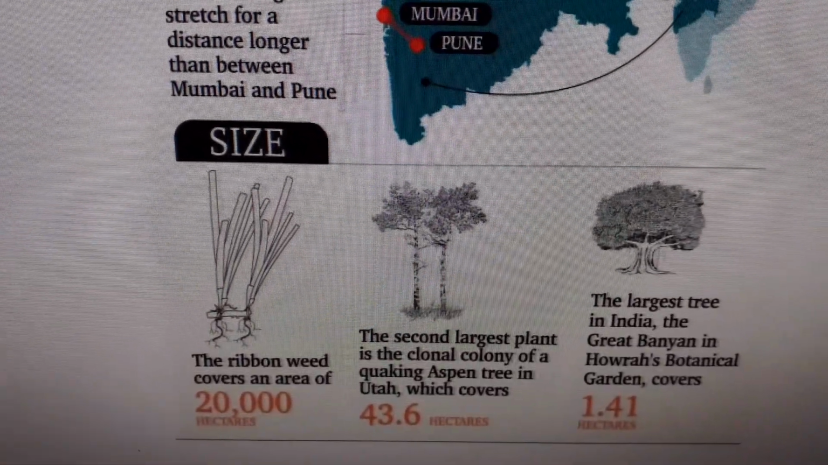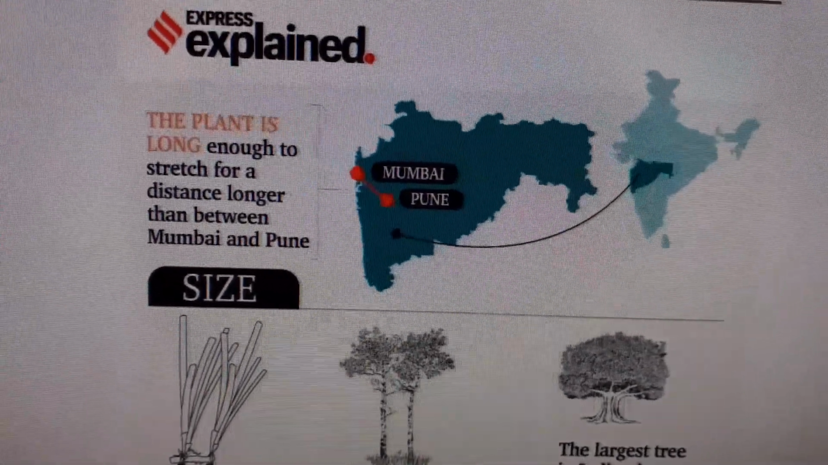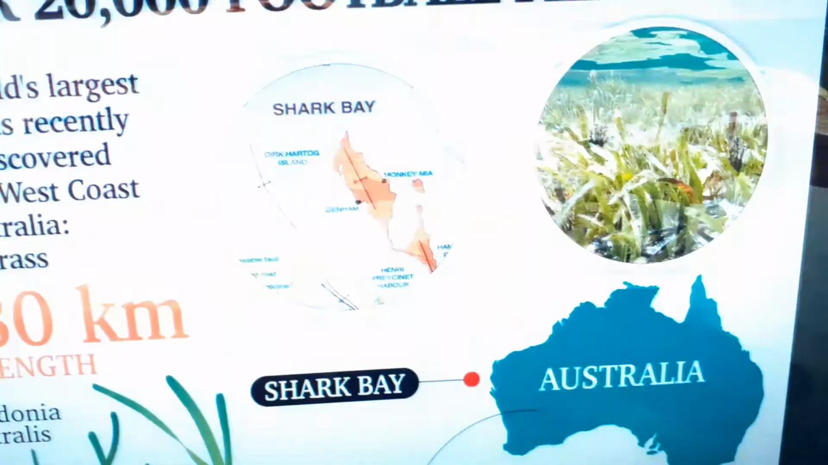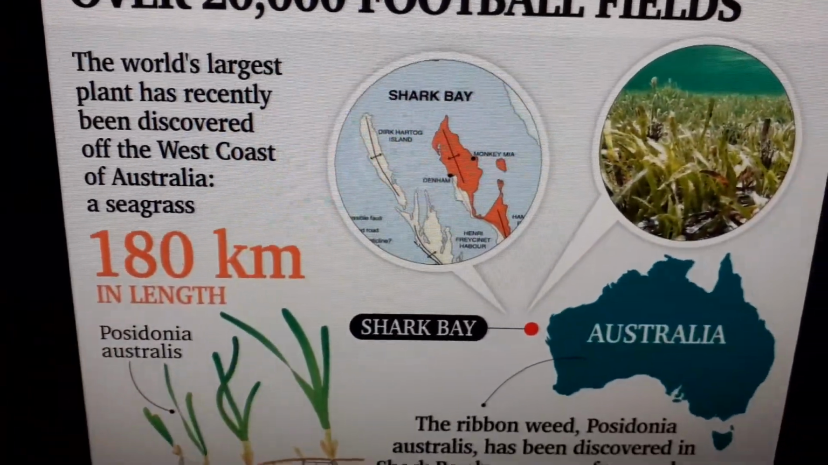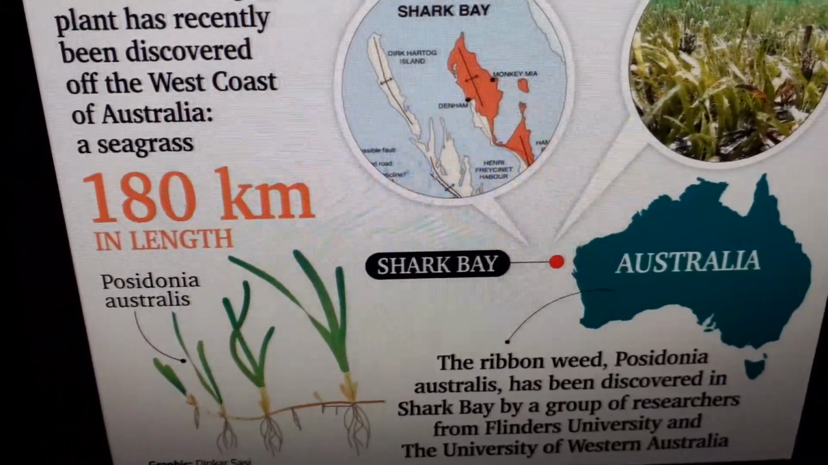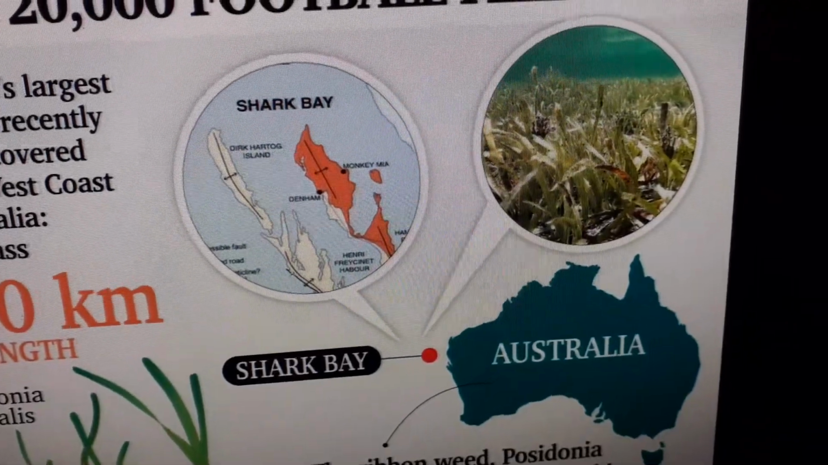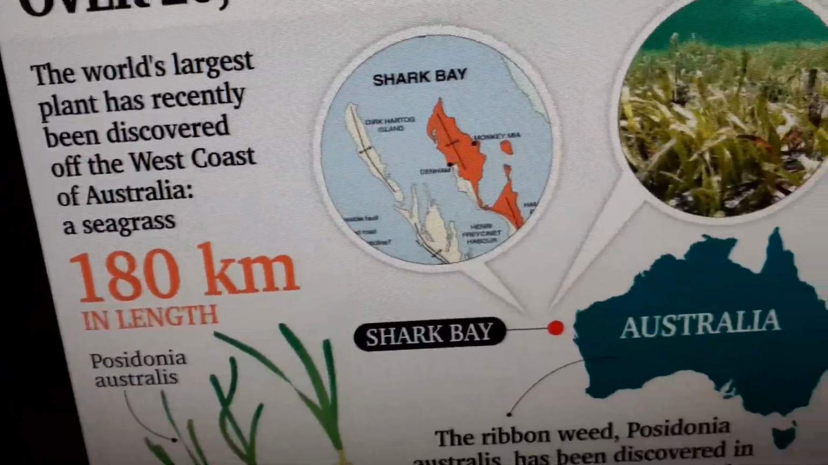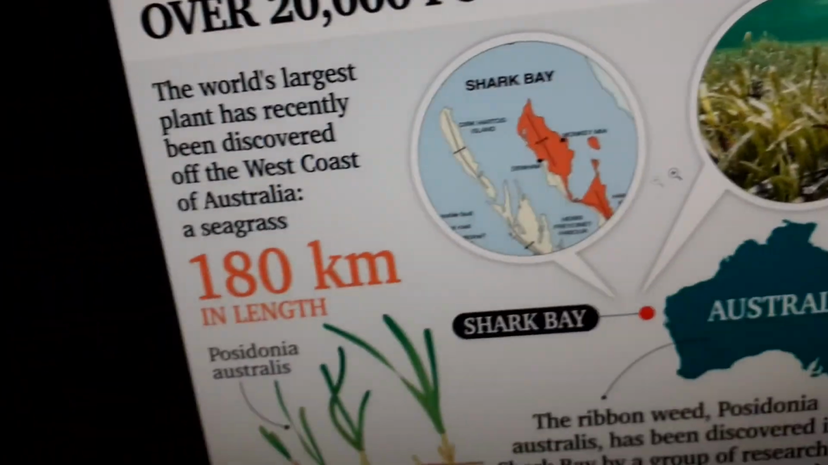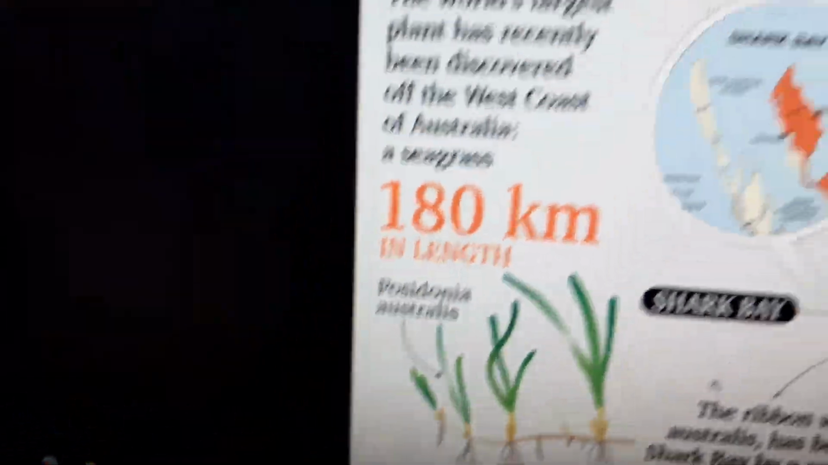Longest plant in the world. It's ribbon plant. Hang on a second. I've got a better picture, I think. The largest plant discovered is off the west coast of Australia, a seagrass at 180 kilometres in length, Posidonia australis. Apparently it's as big as Wigan, I saw on one of the pictures. But it's only a grass plant, yet at 180 kilometres, and it's all connected, just like the mountains, which I was showing you.